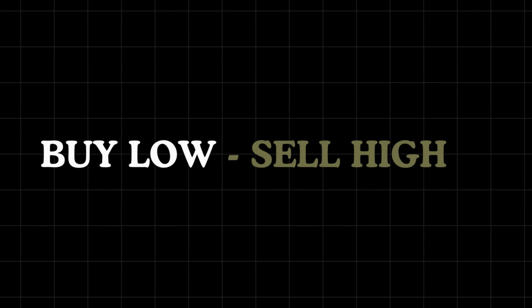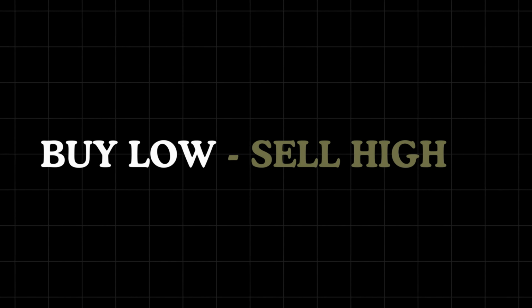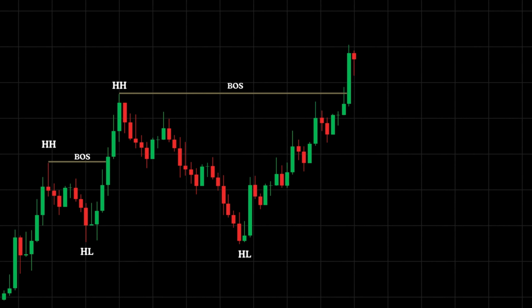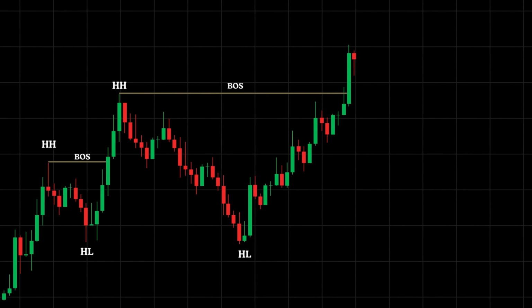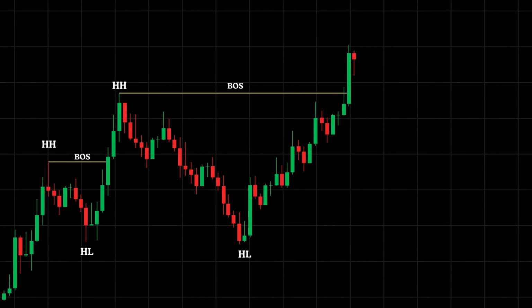Let's talk about one of the simplest yet most powerful trading rules: buy low, sell high. It sounds basic, but when you connect it to how price truly moves, it turns into a game-changing strategy. Let's start with an uptrend. Picture this: price is forming higher highs and higher lows, a strong, healthy uptrend.